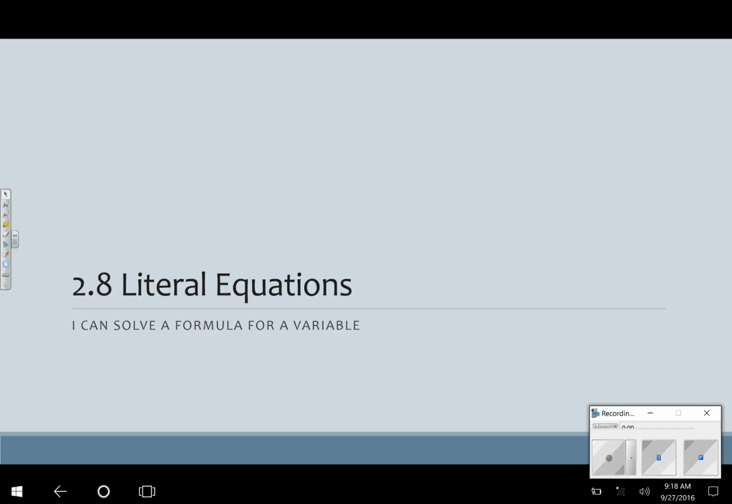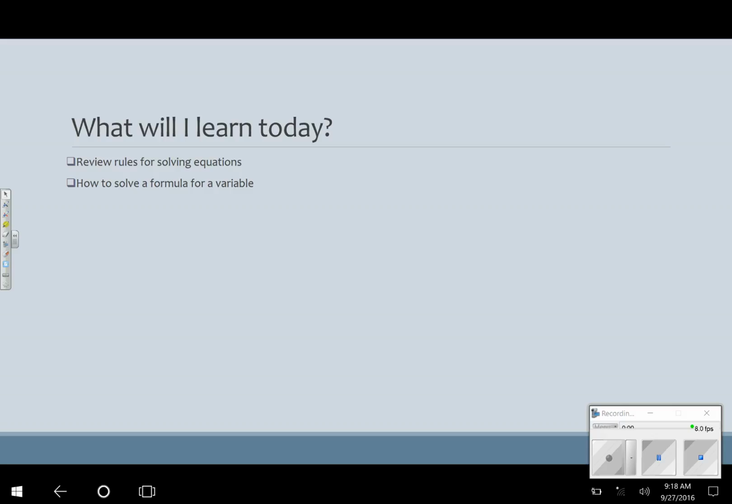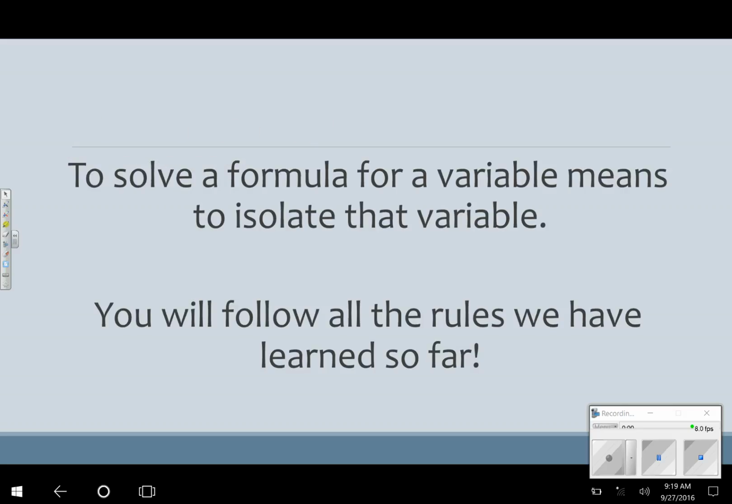We're going to talk about solving literal equations, or formulas, for a variable. So today we're going to review the rules for solving equations. Then we're going to solve a formula for a variable. What that means is we're going to isolate the variable.